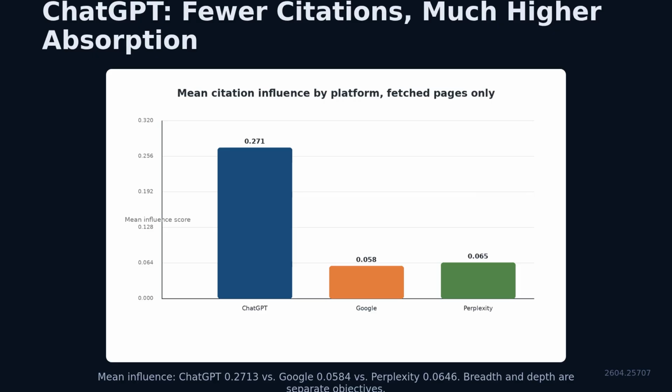Here's the core empirical surprise of the paper. When you look at absorption rather than breadth, the picture reverses. Among fetched pages, ChatGPT's mean influence score is 0.27, substantially higher than Google at 0.06 and Perplexity at 0.06. ChatGPT cites far fewer sources but uses the ones it cites far more deeply. Perplexity casts the widest net but dilutes influence across many sources. This is what the authors call the breadth-depth divergence, and it fundamentally changes how you should think about GEO strategy.